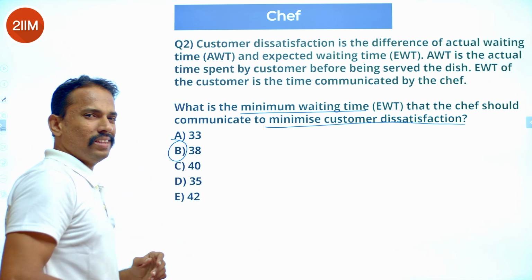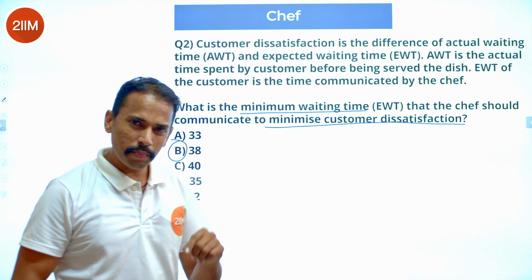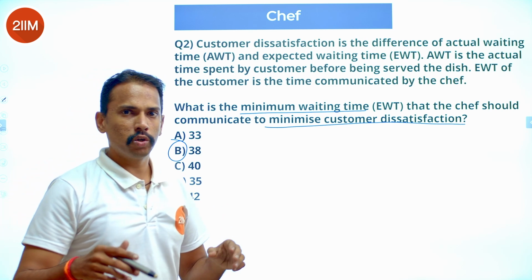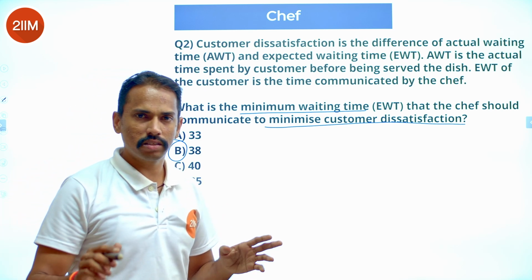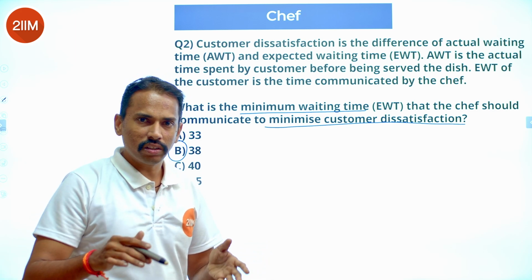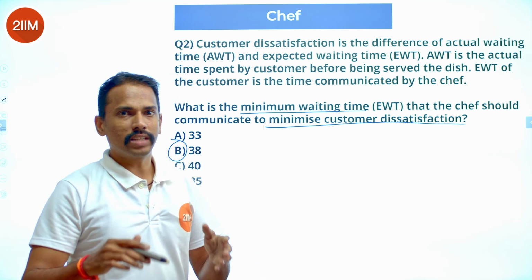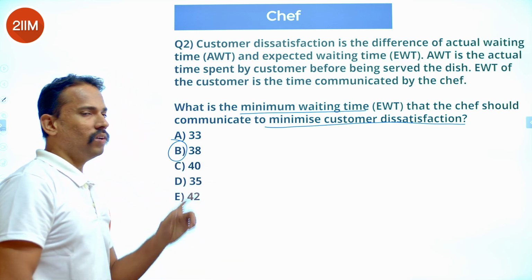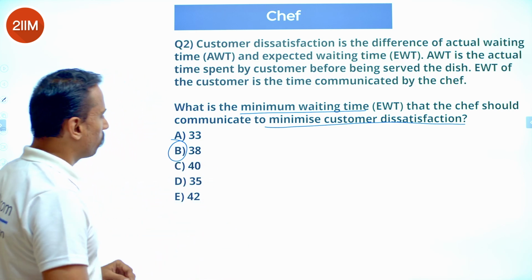So if the waiter is going to tell 38 minutes, which means the customer should be waiting for 38 minutes, which is the worst case, there is going to be less chance for the customer to get dissatisfied. In that sense, worst time 38 will be the right answer.